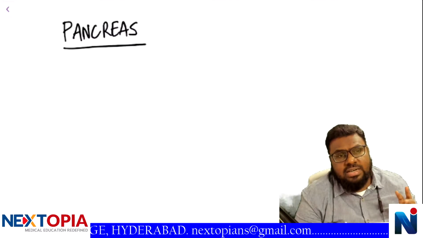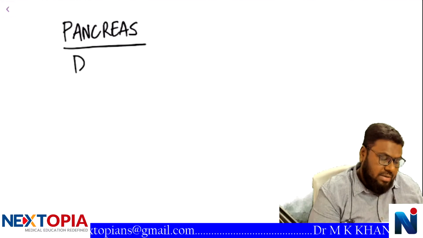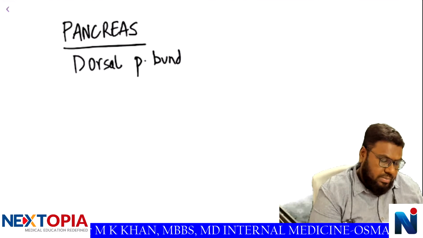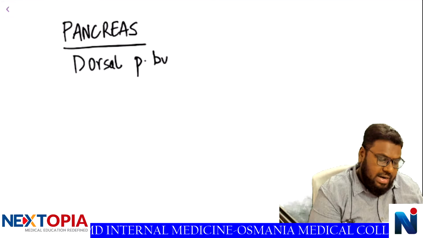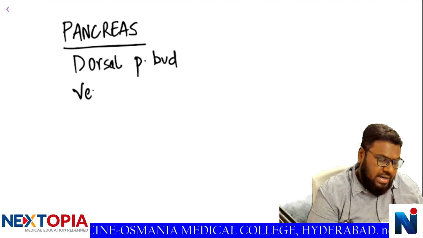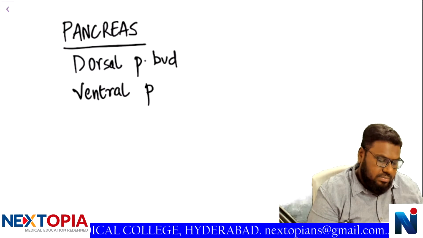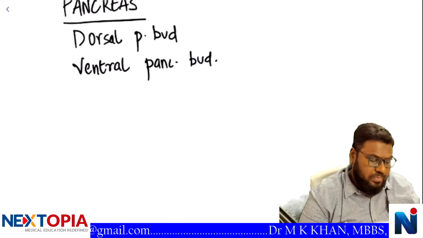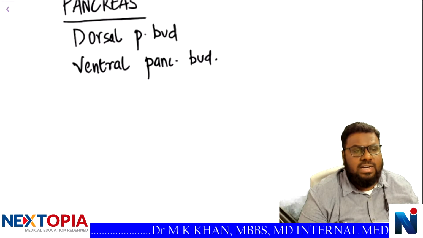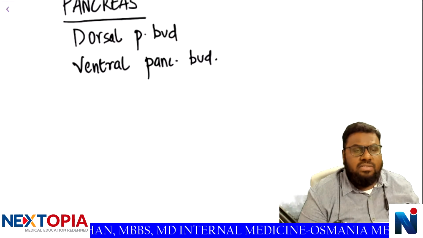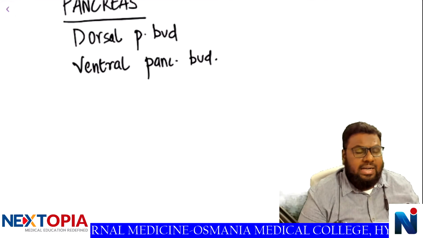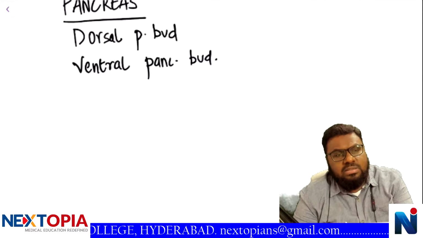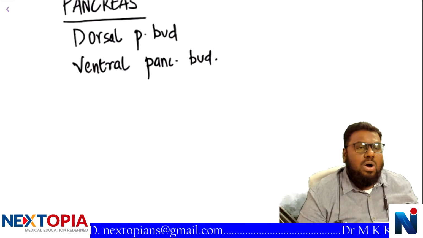Two developmental components, that is the dorsal pancreatic bud and the ventral pancreatic bud. The dorsal pancreatic bud is the first to appear, in the 4th week of intrauterine life. It is larger than the ventral bud. It is cephalic to the ventral bud, and it is in between the two layers of the dorsal mesentery of the duodenum. These are the important points.